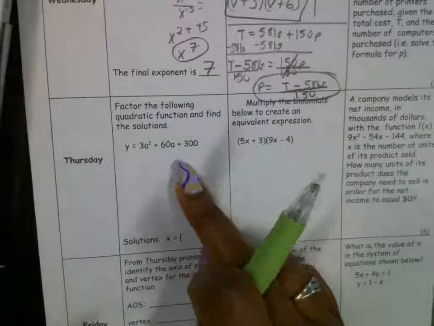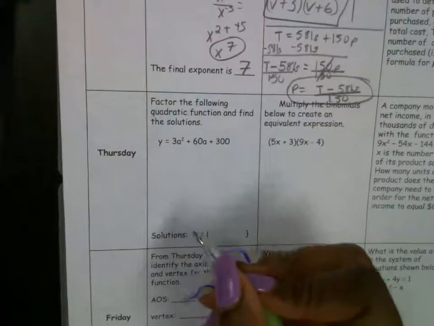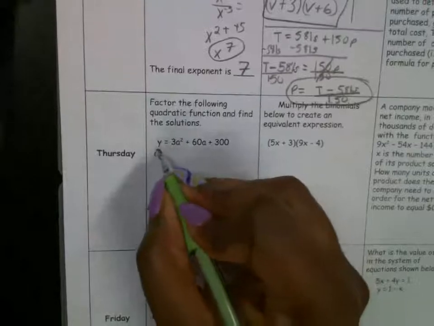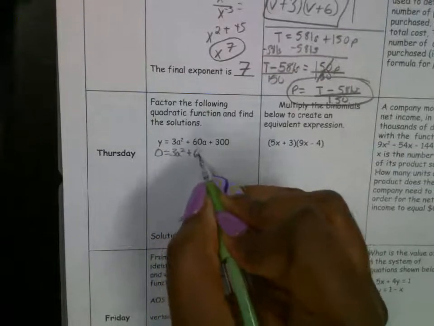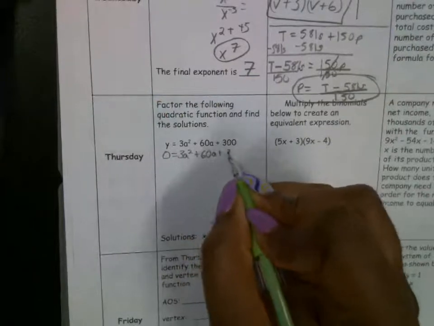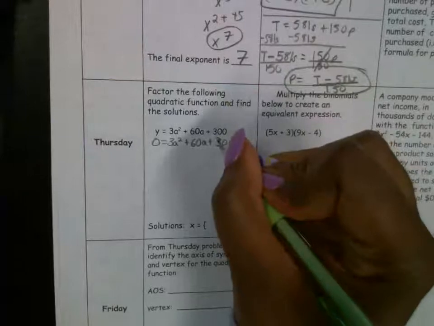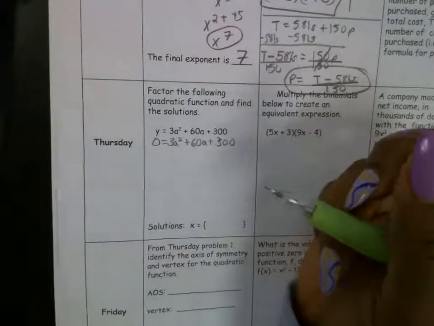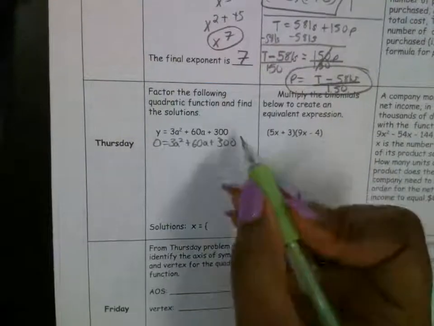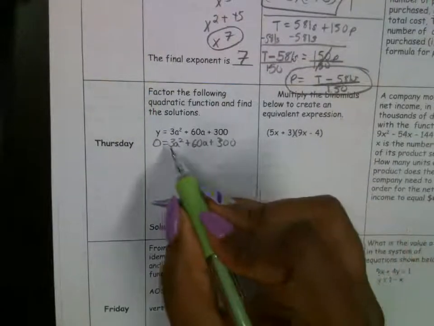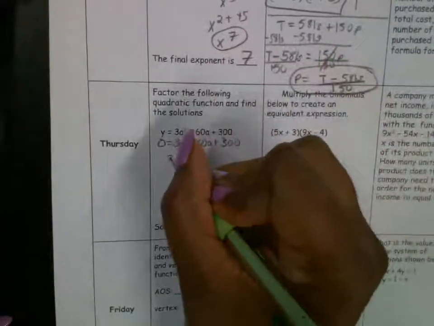Thursday, we're factoring this quadratic. How do you factor this? Y has to be 0, because we're basically saying what are our zeros, roots, and x-intercepts. So what are we going to do to factor this problem? First, look for GCF. Very good. Is there a GCF here? What's the GCF? 3. So we can take out a 3.